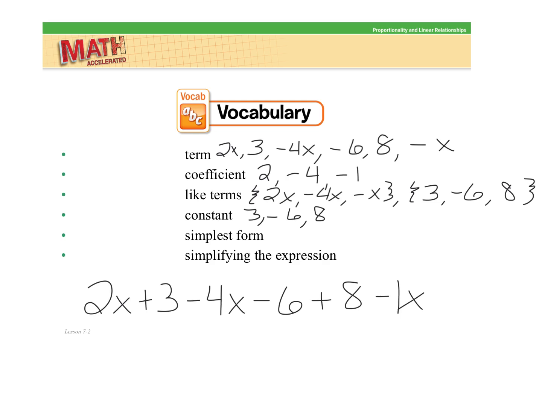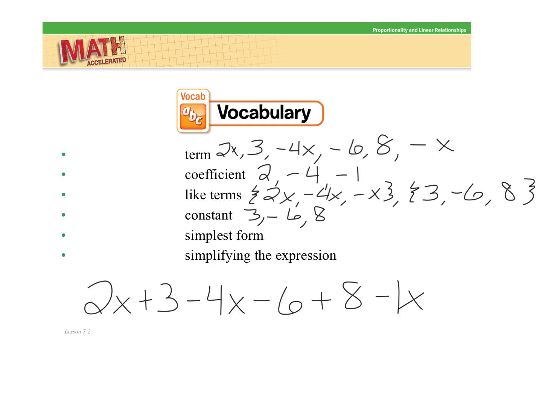Are there any questions on those vocab terms, the ones we've gone over? Just those 4. What's a coefficient? Coefficient is the number in front of the variable, the number involved with the letter. Okay, so terms are all the parts of the expression. Coefficients are the numbers in front of the variables, or the letters. Like terms are if they can be combined. And then constants are numbers without variables.